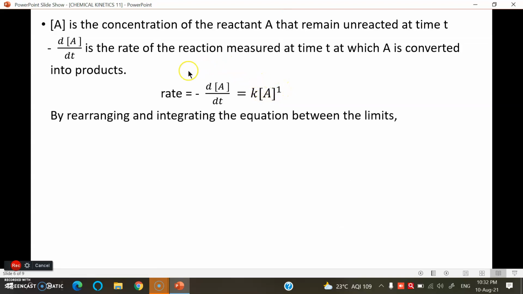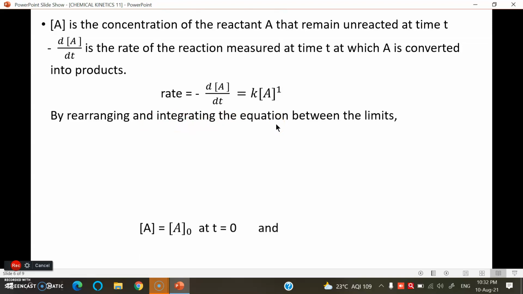Now students, this specific differential rate law we have to integrate, and for integration it requires limits. First we rearrange and integrate the equation within the limits.